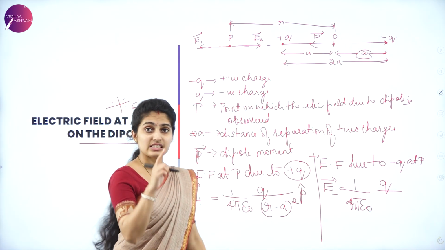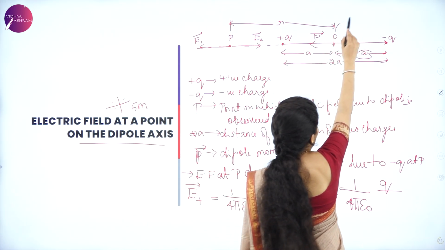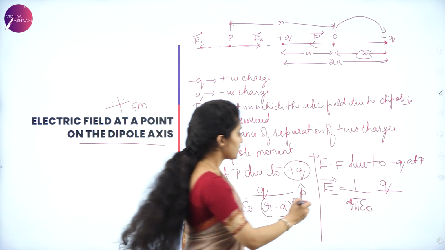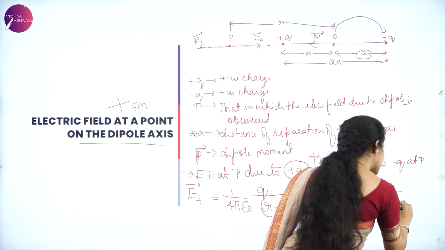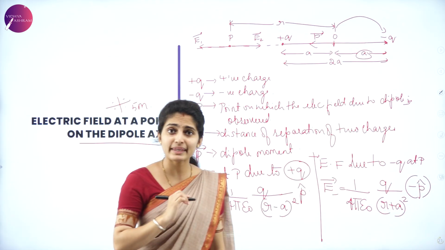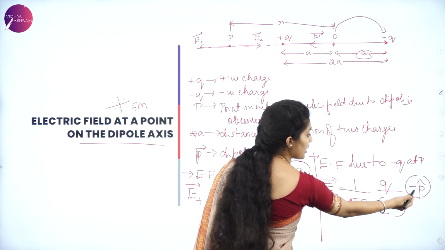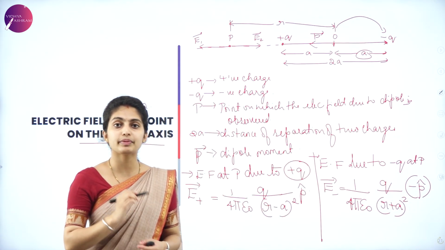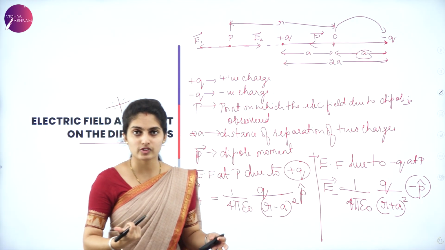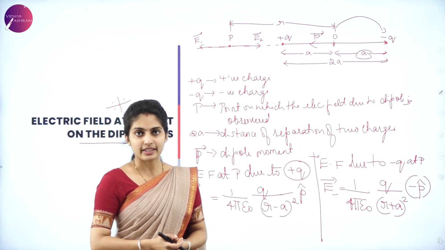So you have 1 by 4 pi epsilon naught Q divided by the distance squared. Here you're considering the negative charge. From R, you have to add this distance also, so it is R plus A. So I can write it as R plus A the whole square, and balancing with minus P cap, because it's a negative Q. I have taken my minus along with P cap. So these are the two electric fields: one due to positive charge plus Q and the other due to negative charge minus Q.